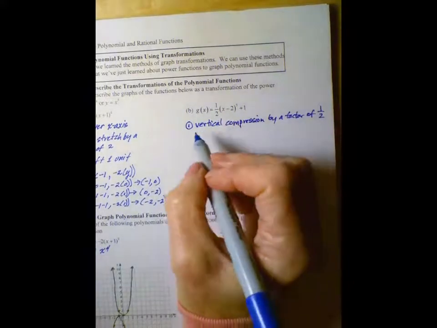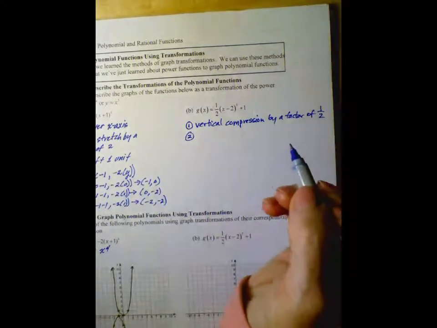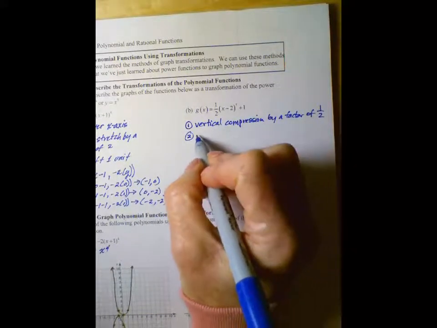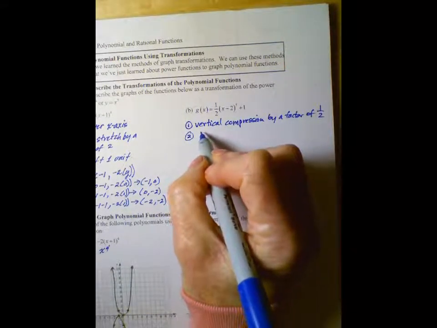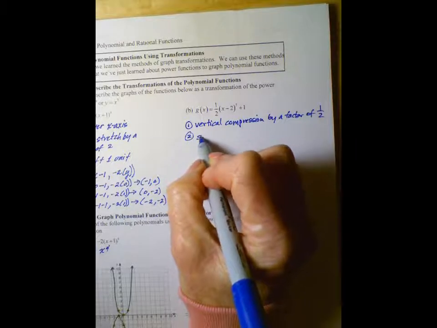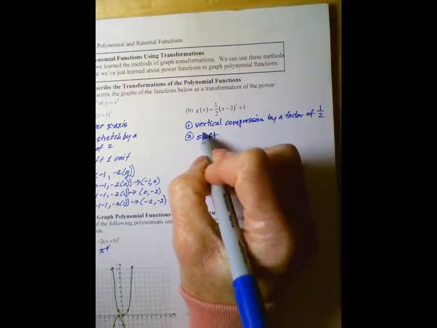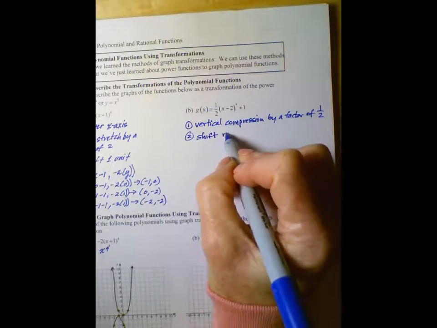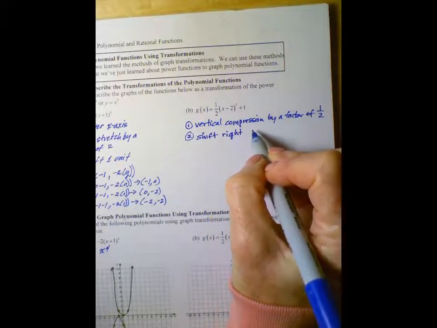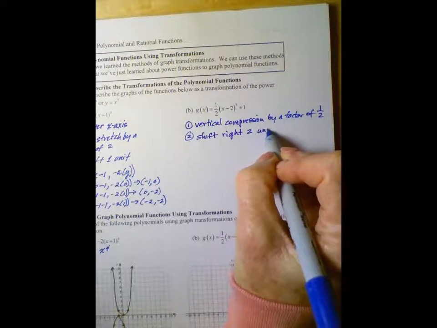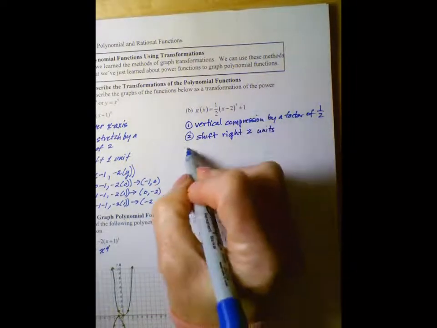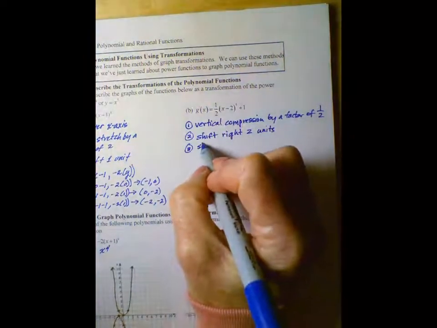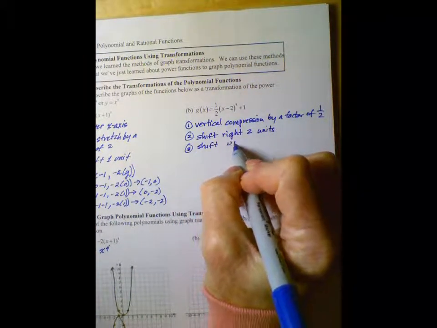What's next? What do you see next? Well, inside the function, we have a horizontal shift, right? Or shift, which way, left or right? It's -2. Right, very good. Shift right 2 units. And what does that last little +1 do? Well, it's outside the function. Shift up 1 unit.